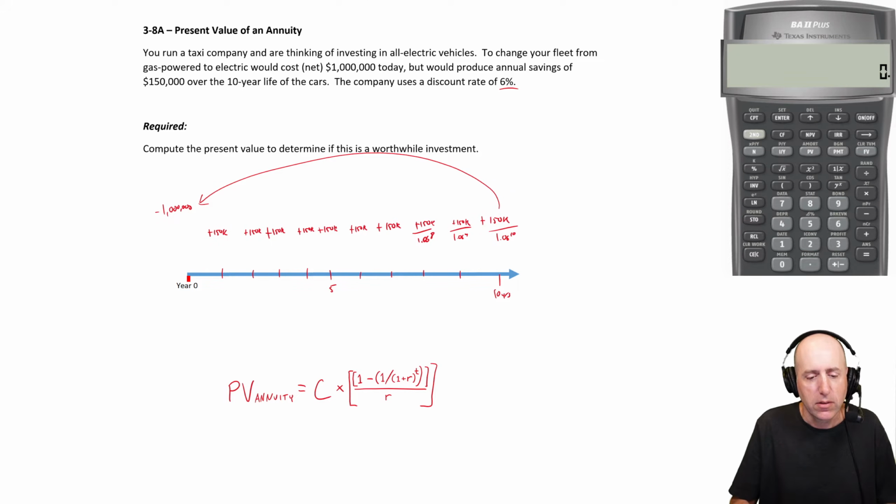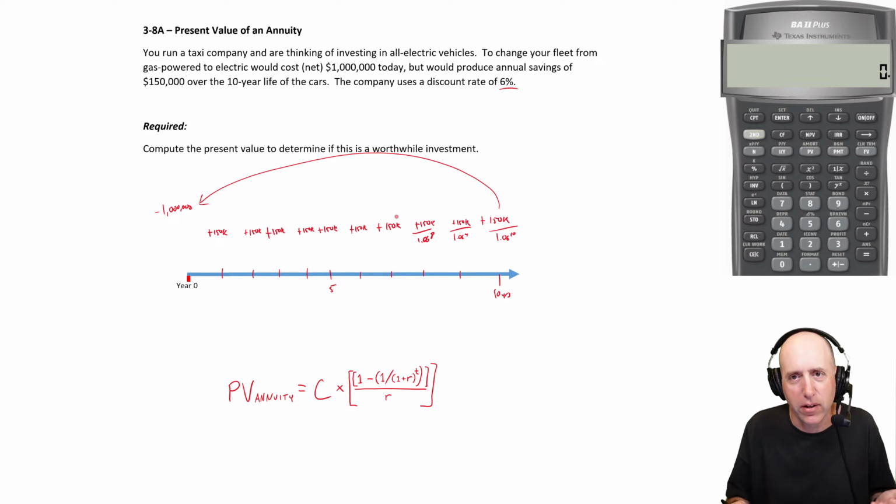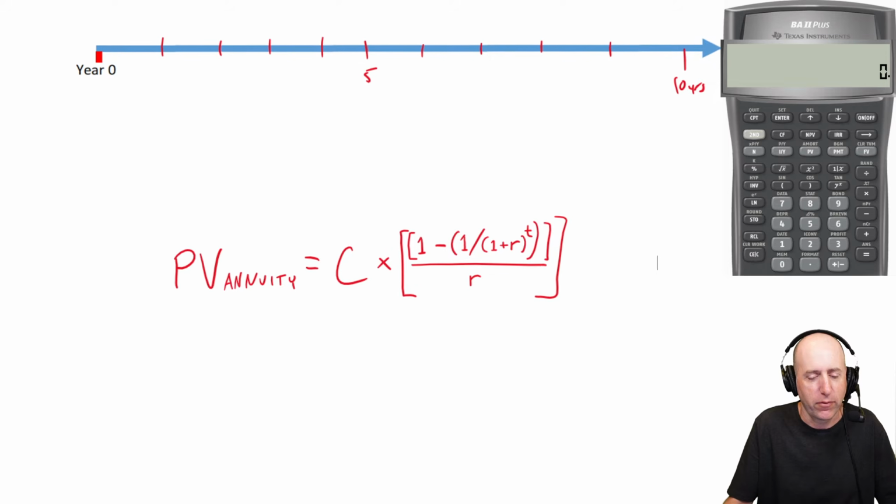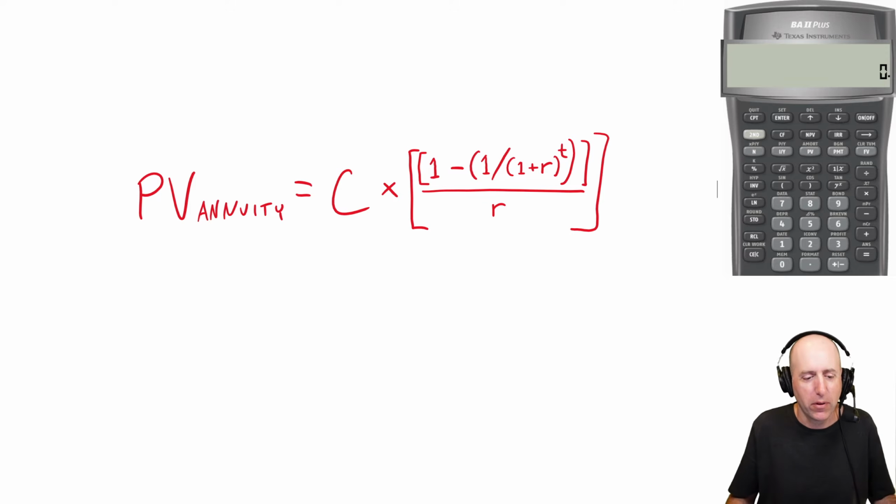So let's solve it. Some smart mathematician looked at this situation and was like, okay, yes, I could brute force and calculate 10 present values and add them all together, but that seems like a lot of work. Why don't I solve for this mathematically? I don't know how they come up with this formula. They're much smarter people than me, but here's the formula they came up with.